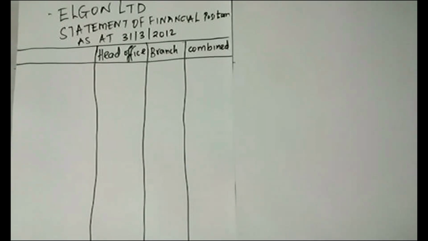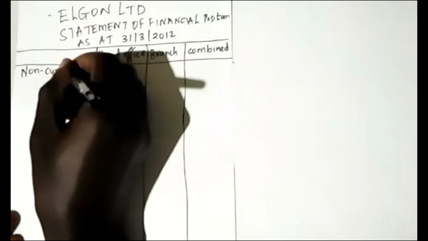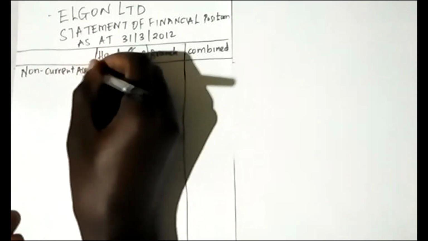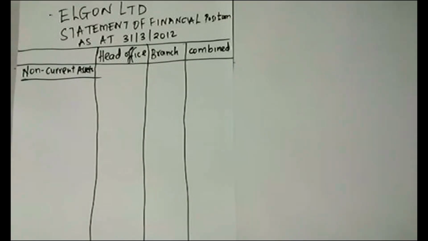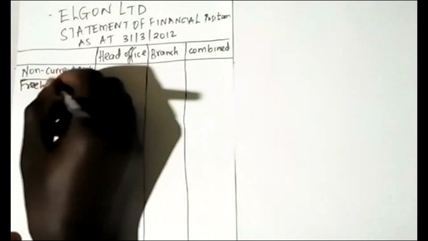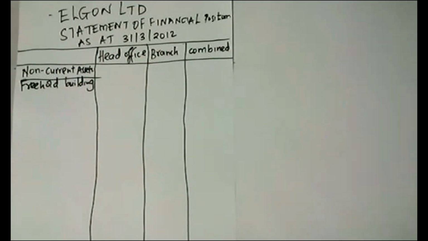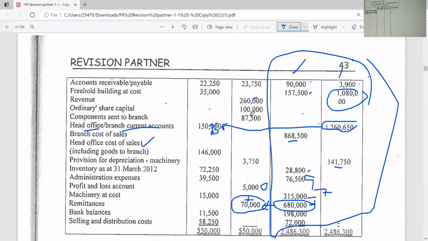So when we talk about this one, we obviously start from non-current assets. So the non-current I have is freehold building. So freehold building, this one is just something which is given in your question direct. For the head office, the amount there is what? The head office. So this 35,000.